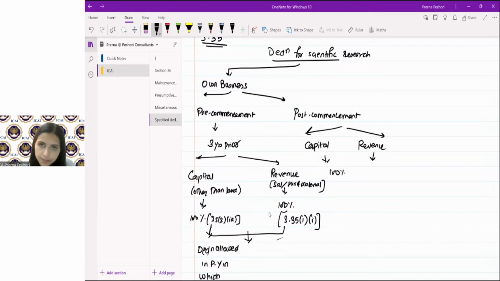So even revenue expenditure, 100%, which is for the scientific research related to the business. So it should be for the own business, right? And which is before the commencement of the business, in respect of only salary and the material cost for the previous 3 years. Clear? And as I said, in respect of the capital expenditure, it will be allowed as a deduction in the previous year in which the business is commenced, in respect of the pre-commencement, and in respect of the post-commencement also it will be allowed as a deduction. Clear? Any doubt till now?